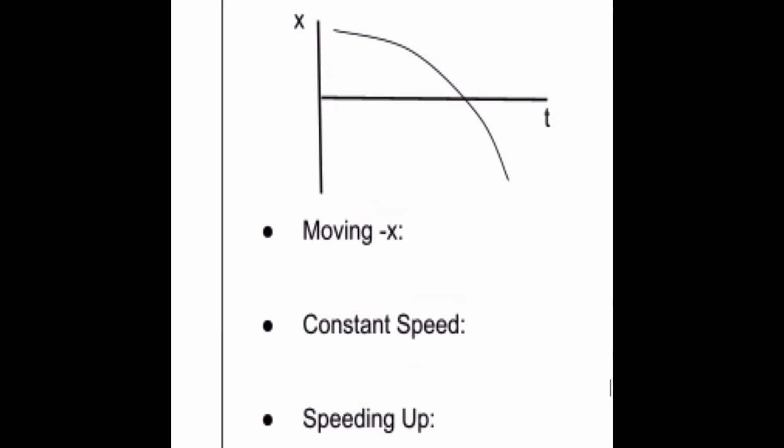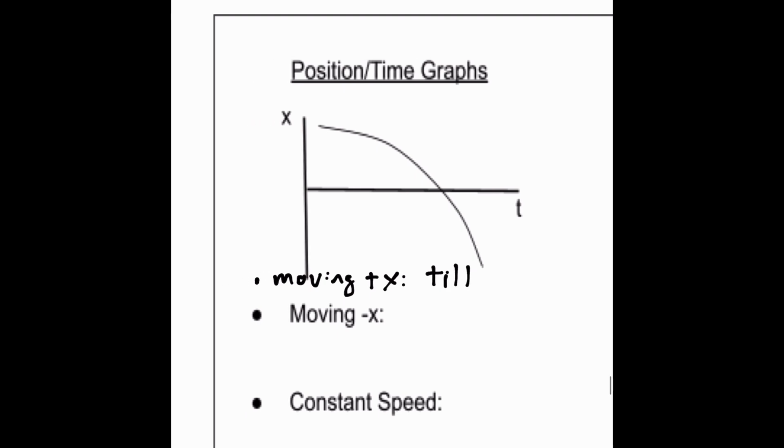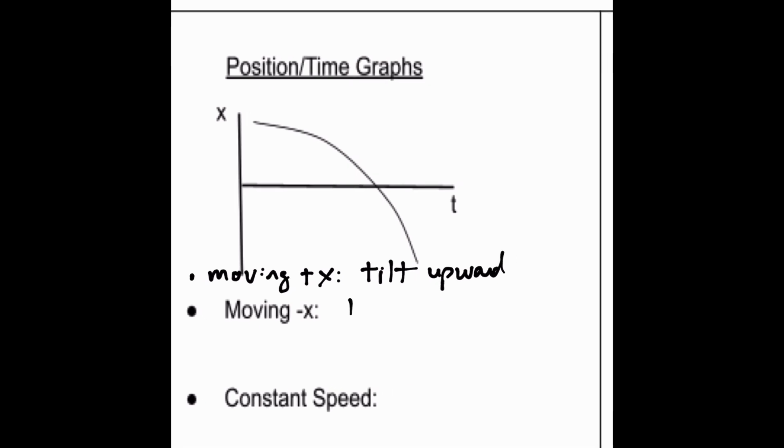Now, I'm going to add one more onto this right here, moving in the positive x direction. So when you're going in the positive x direction, your graph is going to tilt upward. It's going to go upward, increasing slopes, right? So moving in the negative x direction would just be the opposite. You're going to tilt downward.